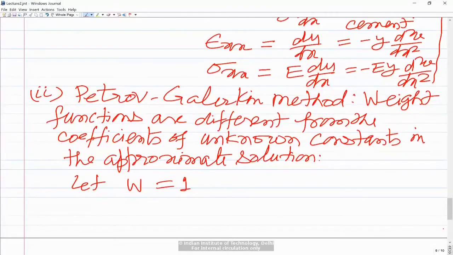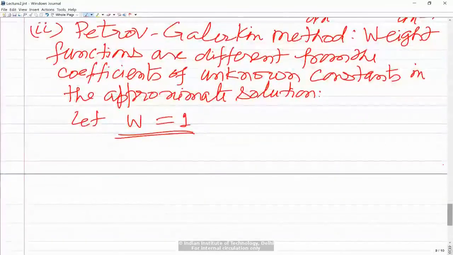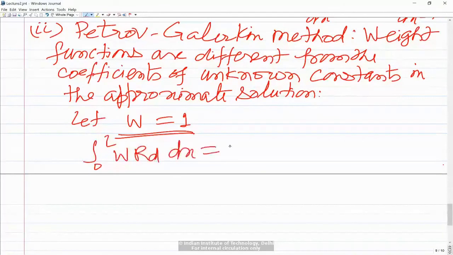So therefore this is known as the Petrov-Galerkin method. The main difference is that the weight function is different from the coefficient of the unknown constants in the approximate solution. Now we want to use the Petrov-Galerkin method and find the constant a1. So we again use this integral, 0 to L of w Rd dx, equal to 0.